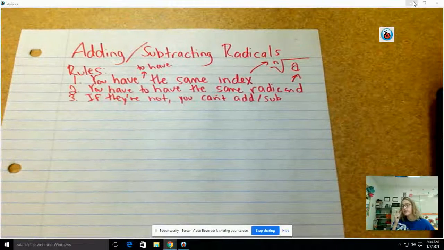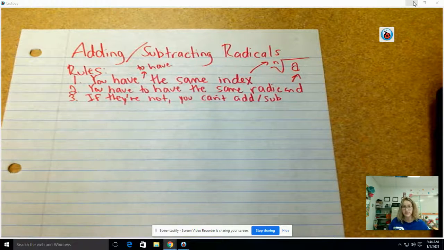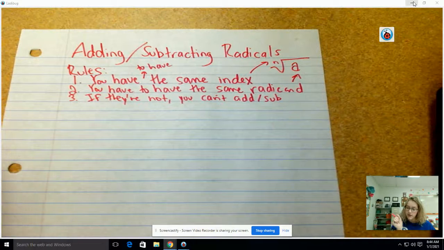So very similar to multiplication, you first have to check a couple things and then it's just a process of simplifying. So that's an unspoken rule, is you're going to have to simplify your answers, but we're used to that at this point, I hope. So again, learning target, I can add or subtract radicals.